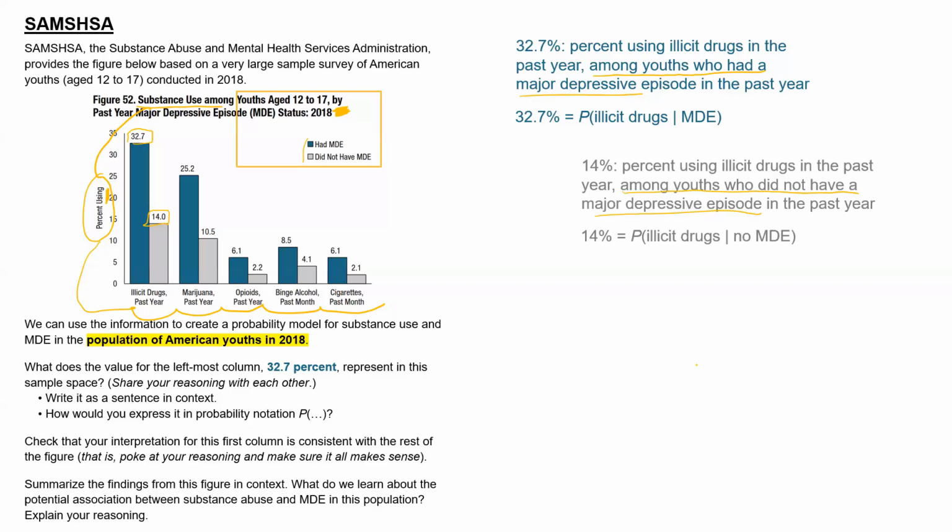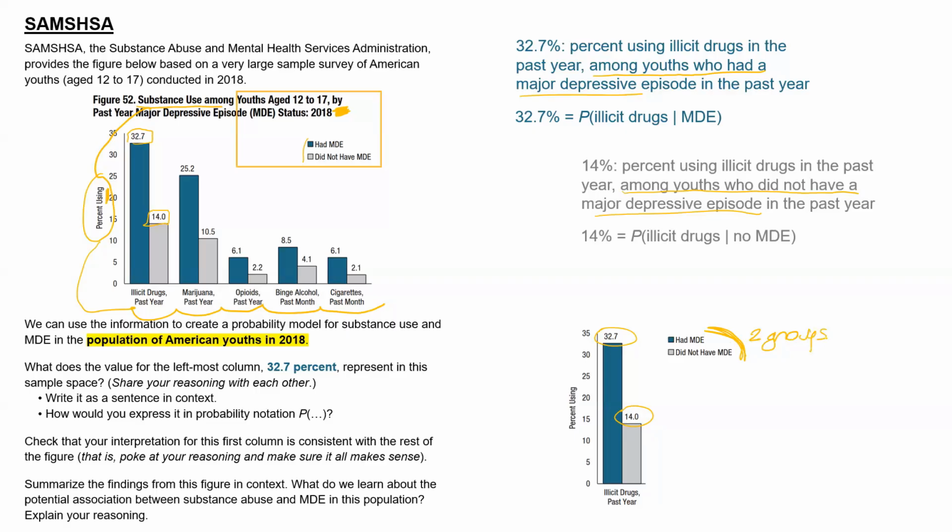So we want to make sure that our interpretation is consistent with the rest of the information and with each other. So notice that for the first two columns in blue and gray, we have a 32.7% and a 14%. Those do not add up to 100%, right? And that is consistent with examining the percent use of illicit drugs among two entirely different groups. So each group is its own. Both of those columns could be 100%. Both of those columns could be 0%.